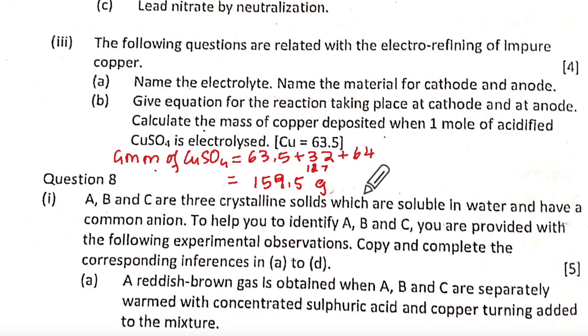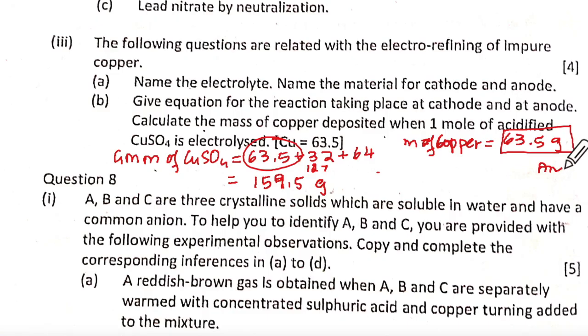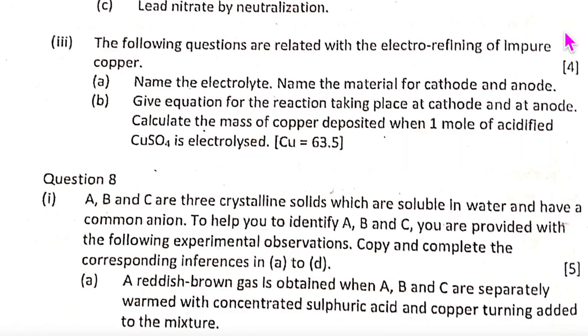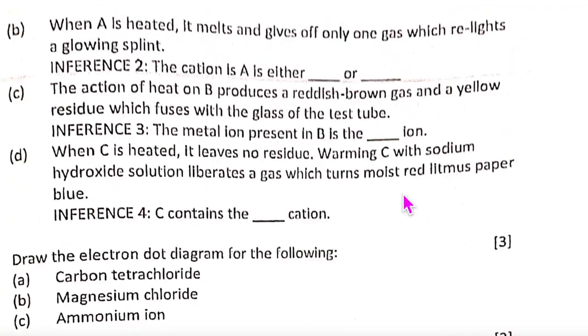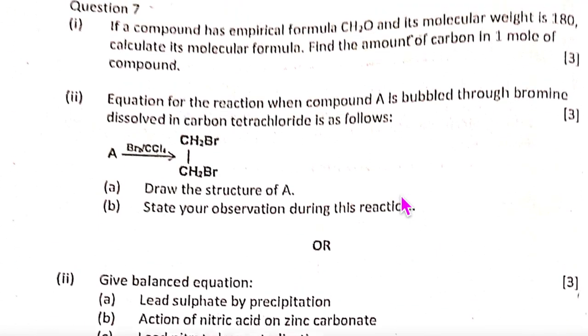Now the mass of copper deposited is going to be how much? 63.5 gram. Correct? Yes, ma'am. So from here, this much will be deposited. So this would be the answer. Understanding? So we have to add 9 extra marks. Last question. Yes, ma'am.